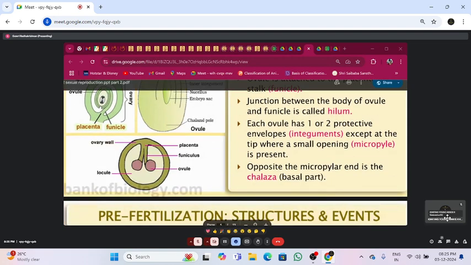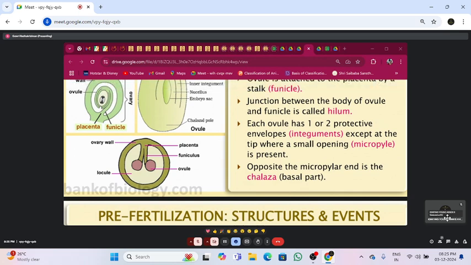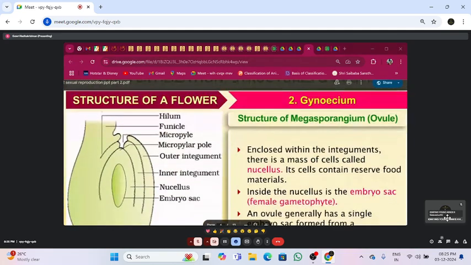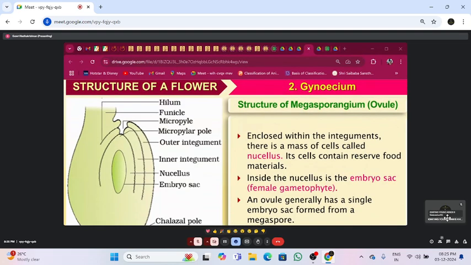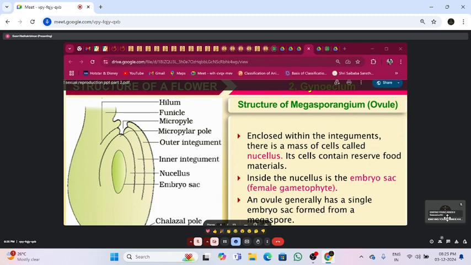And you can see here the ovary wall, the placenta is this one, and the ovule is attached to the placenta through the funiculus or the funicle. Now the structure of the megasporangium, we will look at it more closely.